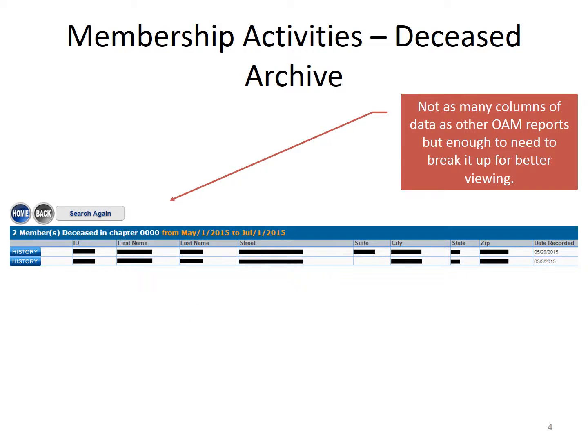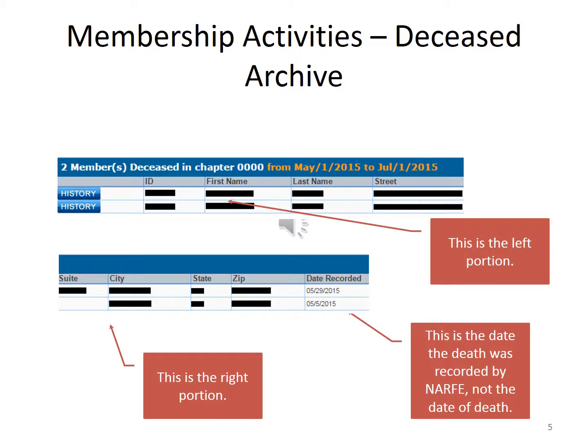The number of columns in the deceased archive report are fewer than the other reports, but still enough to make it hard to read in a presentation. The next slide will show the report in an easier to read format. The buttons on top, Home, Back, and Search Again, are explained in the Navigation Buttons presentation.